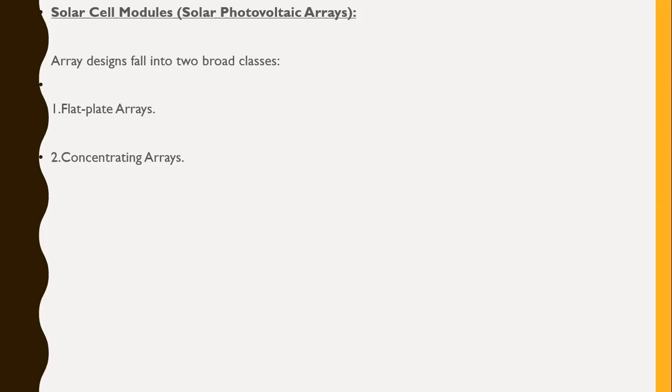Second one is concentrating arrays. For example, suppose we take suitable optics, for example a Fresnel lens, parabolic mirrors, compound parabolic concentrators, CPCs, and others. These are combined with photovoltaic cells. Okay, so we are taking concentrating, focusing collectors, and in addition to that, we have photovoltaic cells in an array fashion only.